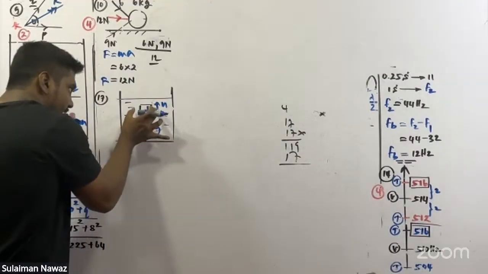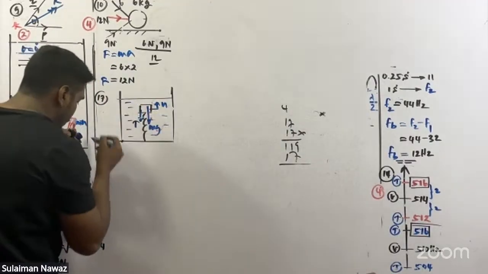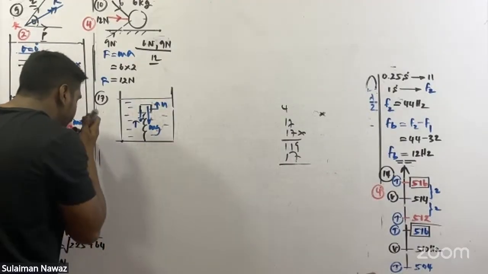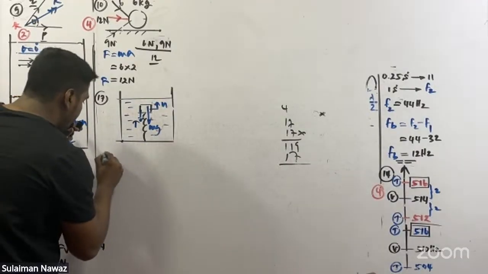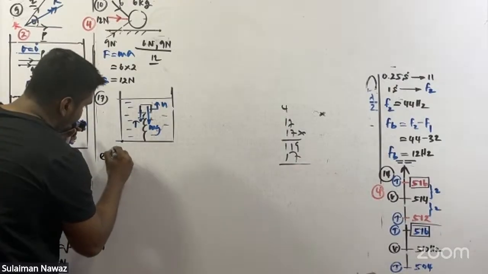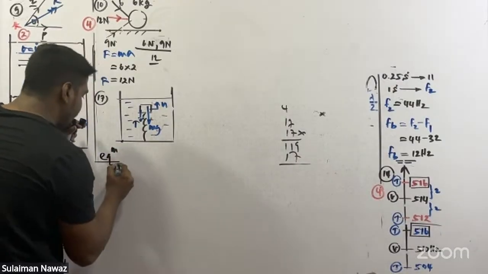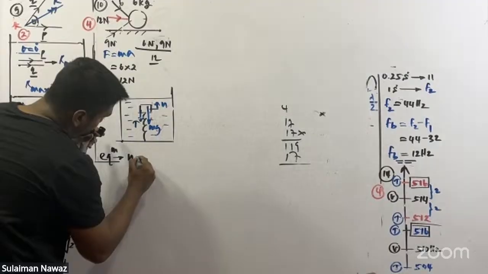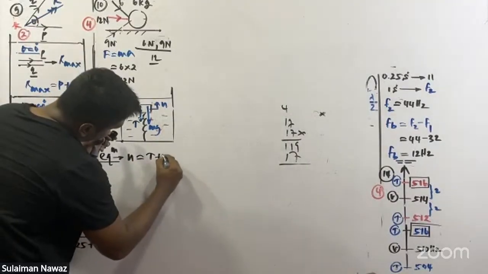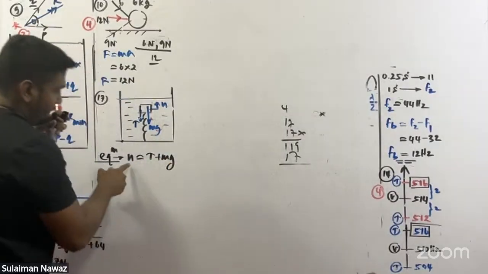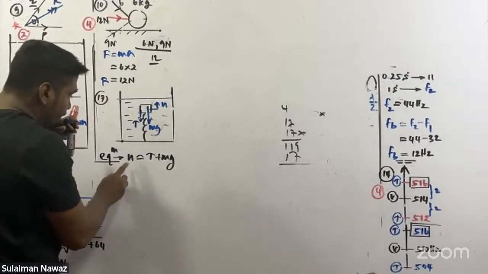When you consider the equilibrium of the wooden cube, upward forces must be equal to downward forces. Including this, how many have finished? Someone tell me. Upward force must be equal to downward forces. That means U must be equal to T plus mg.